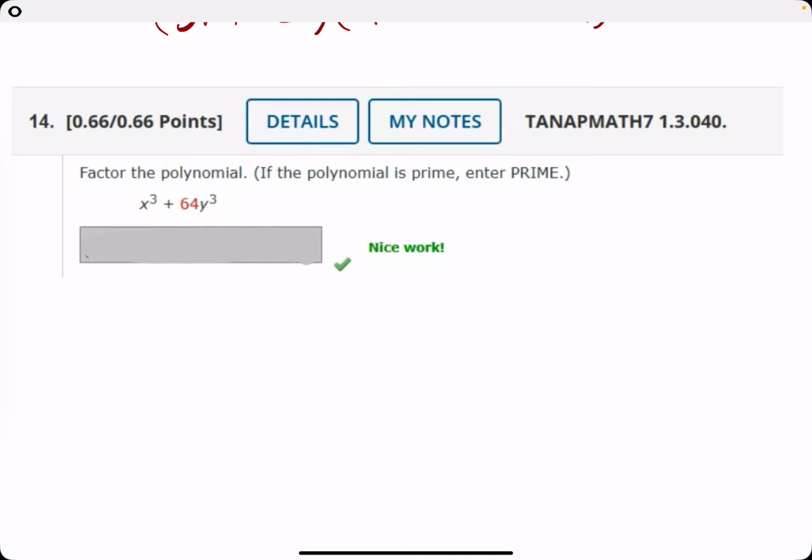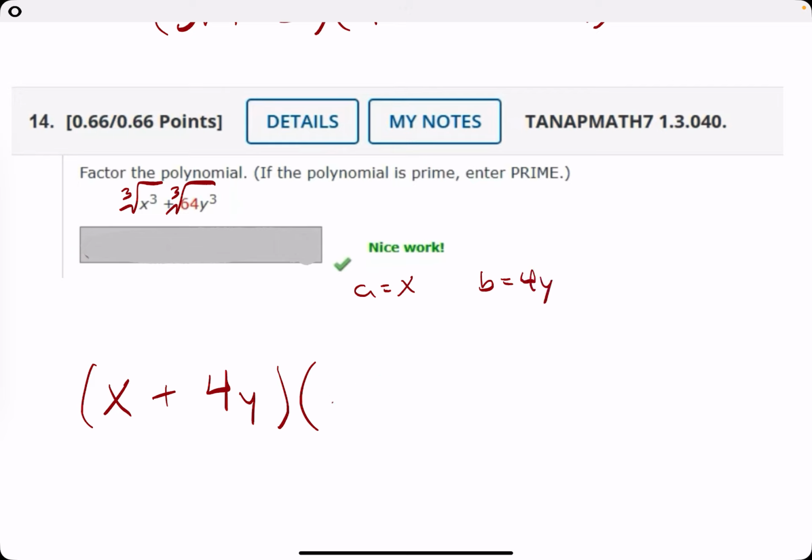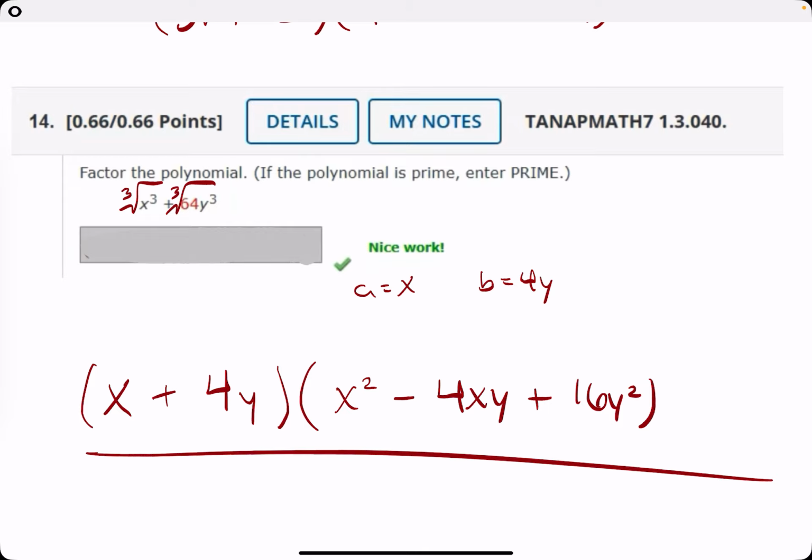14, sum of two cubes. A cubed is x cubed, so a is just x. B cubed is 64y cubed, which means b is just the cube root of 64, so 4, and cube root of y cubed, y. So that's our a plus b. Again, a is x and b is 4y, so a squared is x squared. Minus ab would be minus 4xy, plus b squared would be 16y squared.